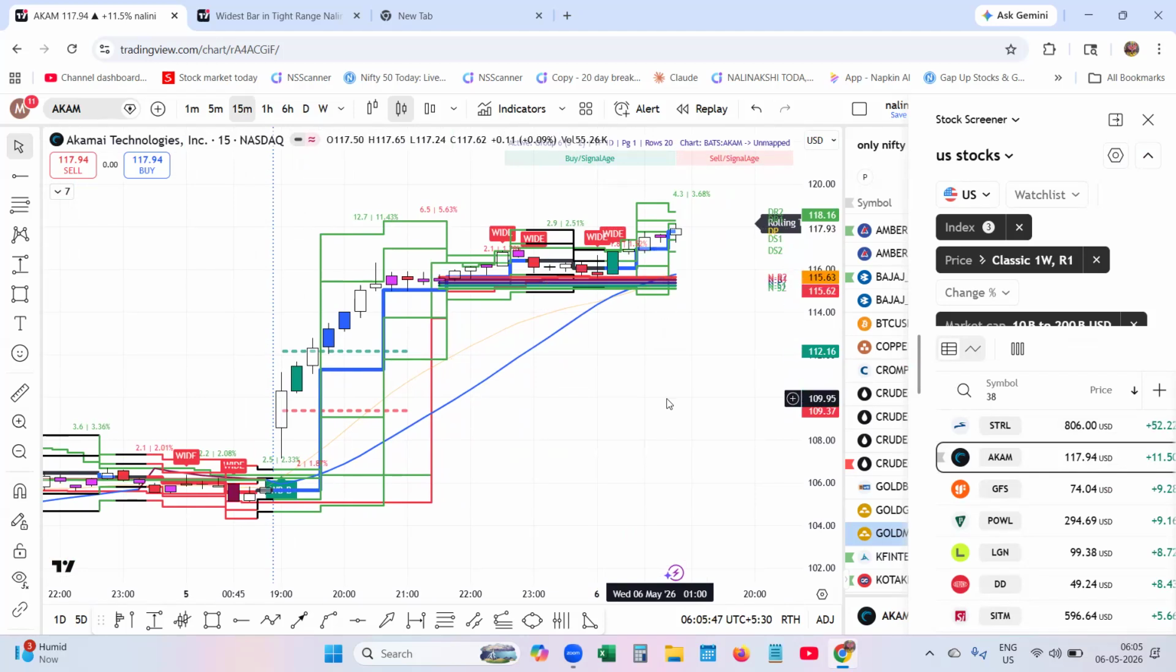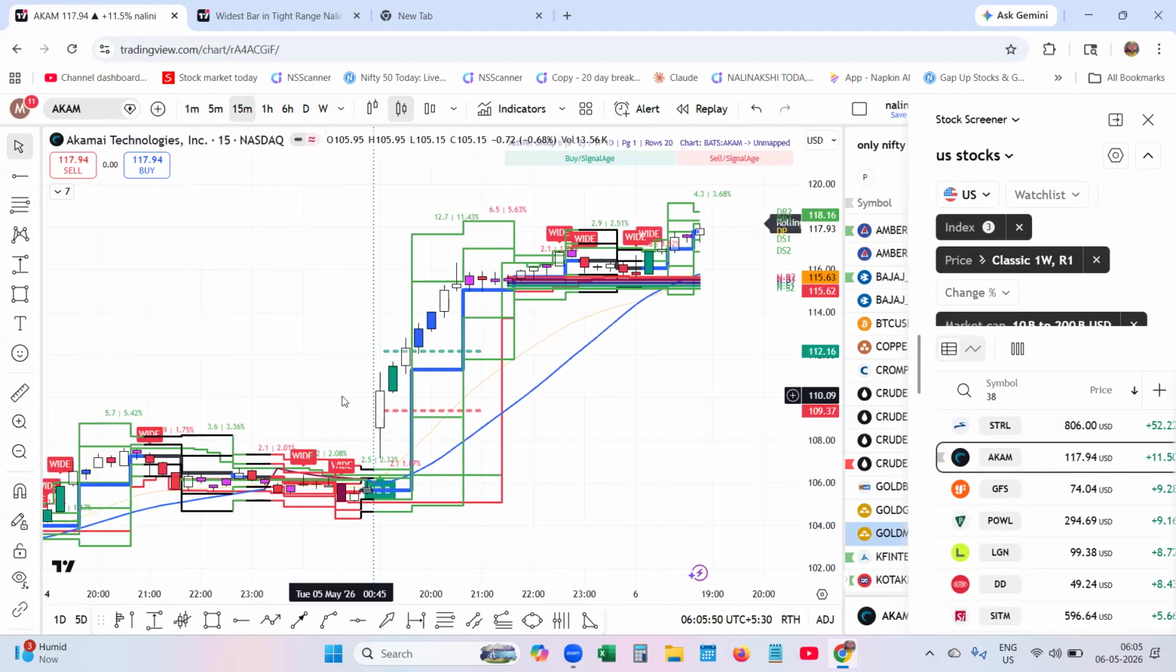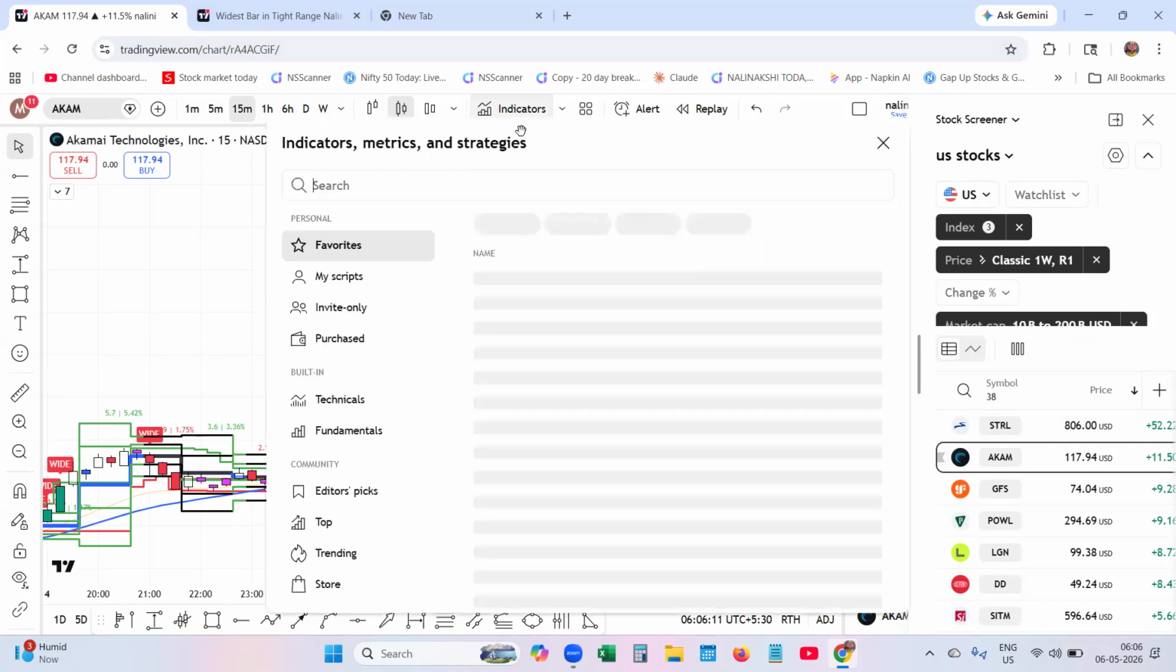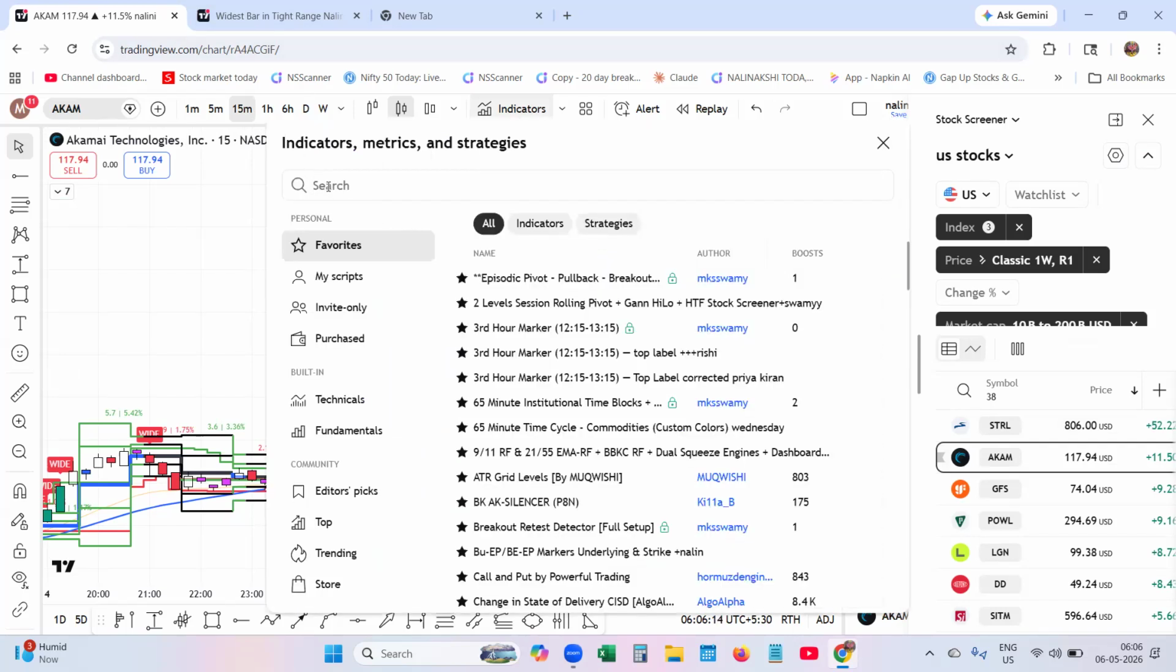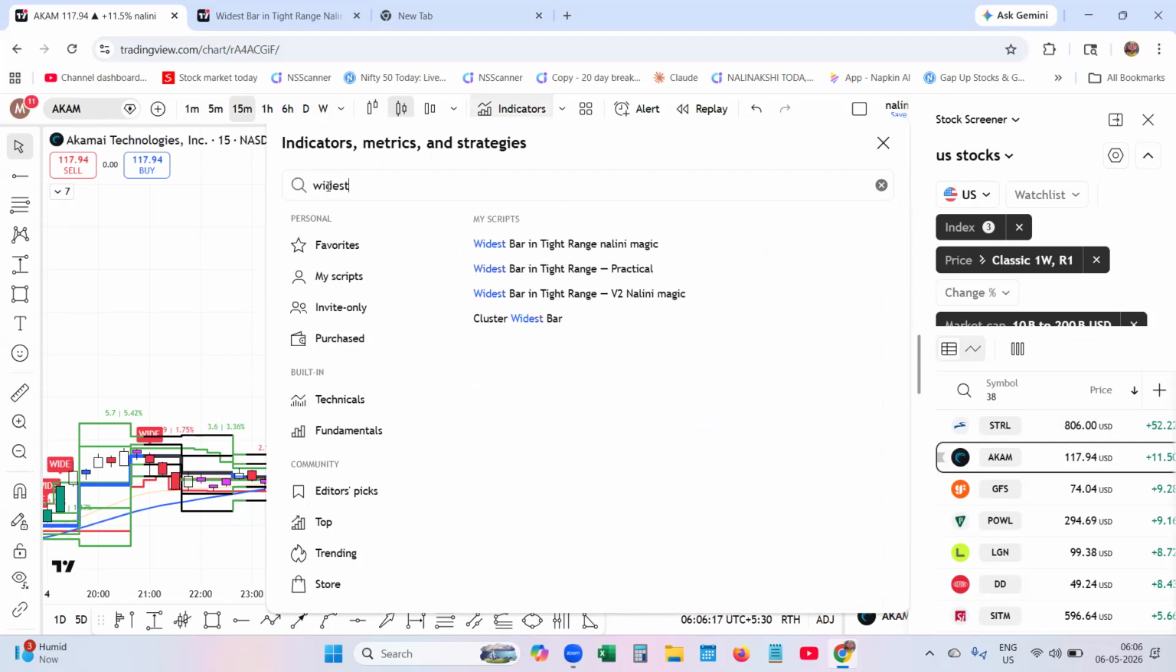That's what you can see with the help of 3 indicators: Nalini Precision Engine, Nalini EMA indicator, as well as this newly introduced widest bar in Nalini Magic trading range, widest bar in the trading range, which is available freely in the community section. If you go to the indicator section, if you type in widest bar in tight range, Nalini Magic, this one, you take it. V2 Nalini Magic. This was the basic one.